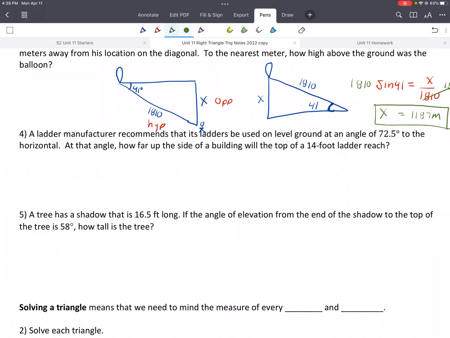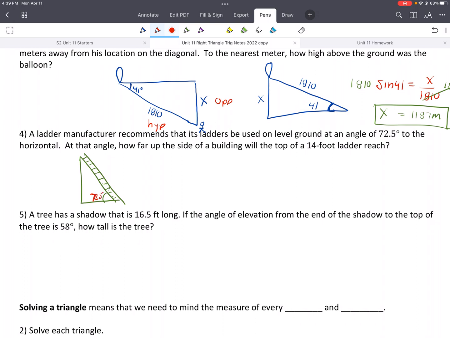A ladder manufacturer recommends the ladder be used on level ground and at an angle of 72.5 to the horizontal. So again, that's like your angle of depression. I'm trying to draw this, but I'm drawing it too big. So here's maybe my ladder. It's telling us that this angle to the ground is 72.5. Didn't draw that very well. 72.5.